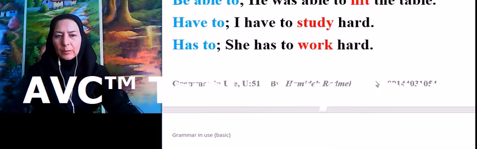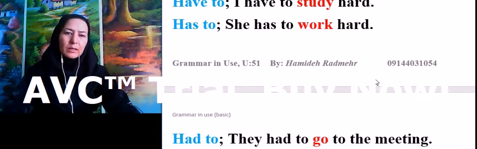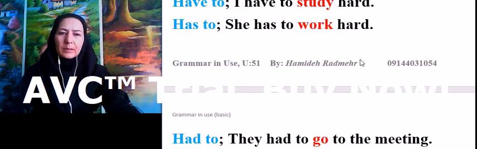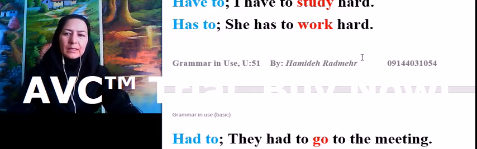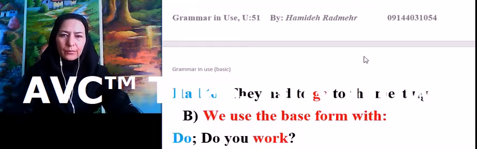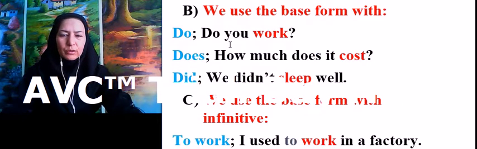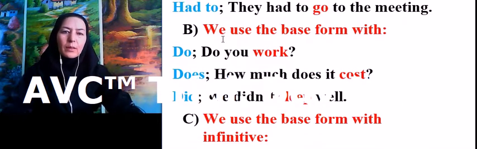And whenever our pronunciation is a little bit better than the others, it is a kind of point for us. We can be very clear to foreigners whenever our pronunciation is good. So after had to again, they had to go to the meeting. Go again is the base form of the verb. After had to, we use base form of the verb.